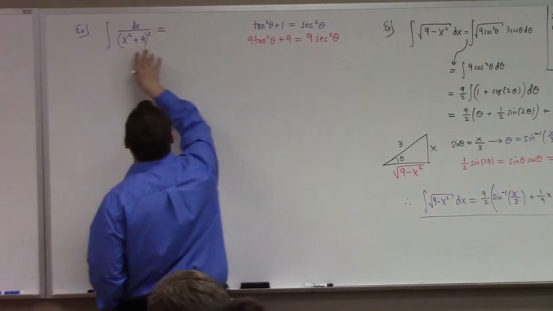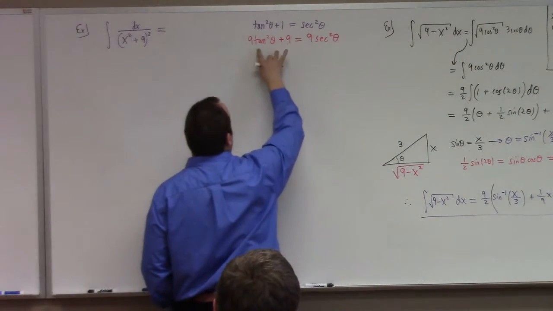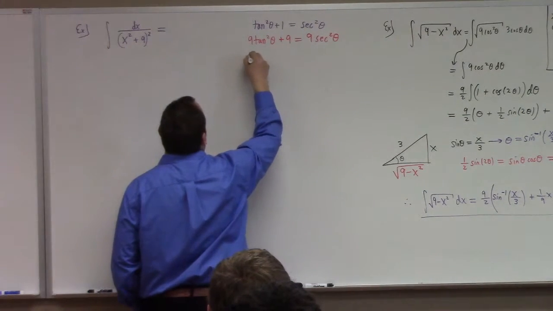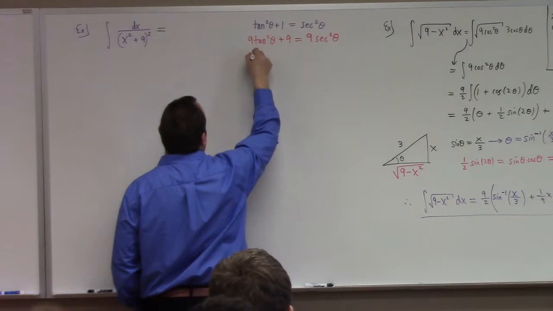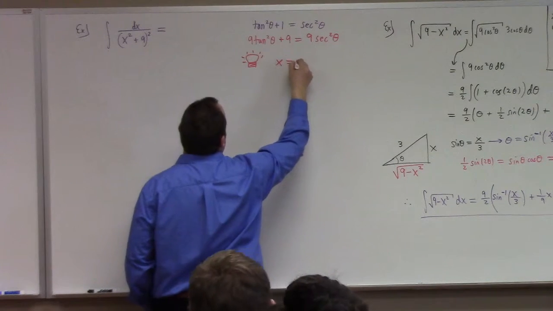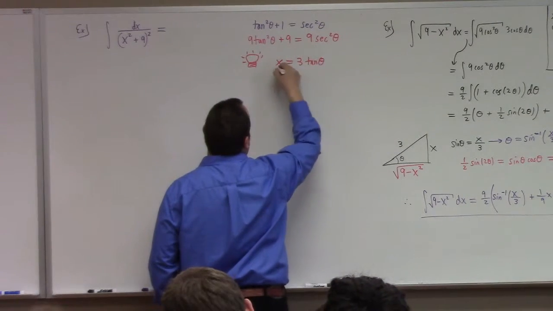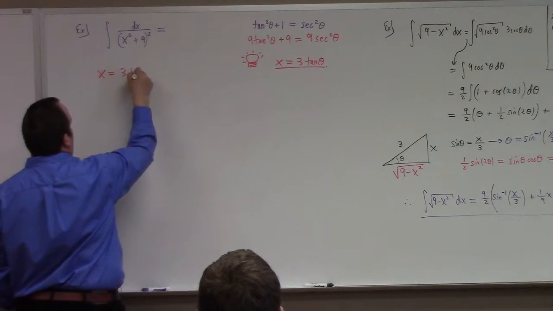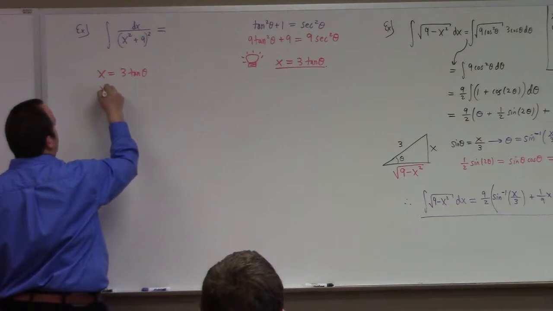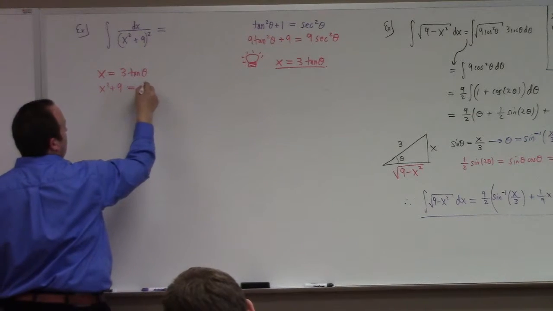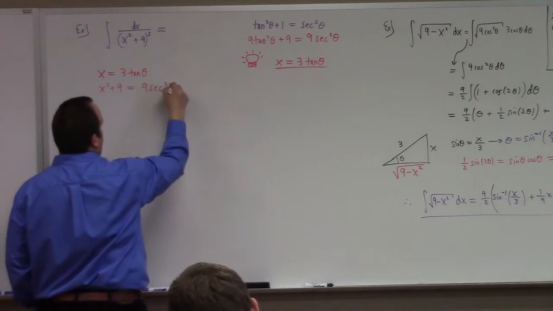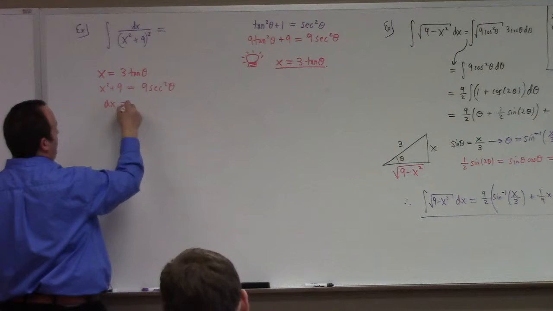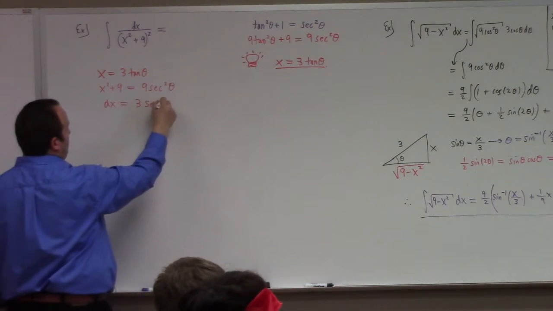So if I look at this x squared plus 9, and I tilt my head and I squint and I think for a little bit, all of a sudden I get this idea, this thought: x should be equal to 3 tangent theta. If I said x equals 3 tangent theta, then what do I have? I've got x squared plus 9 is equal to 9 secant squared theta. And what else do I have? I have dx is what? 3 secant squared theta d theta.